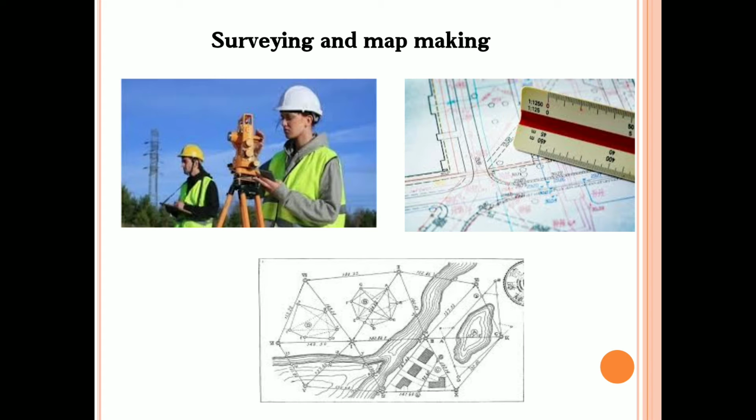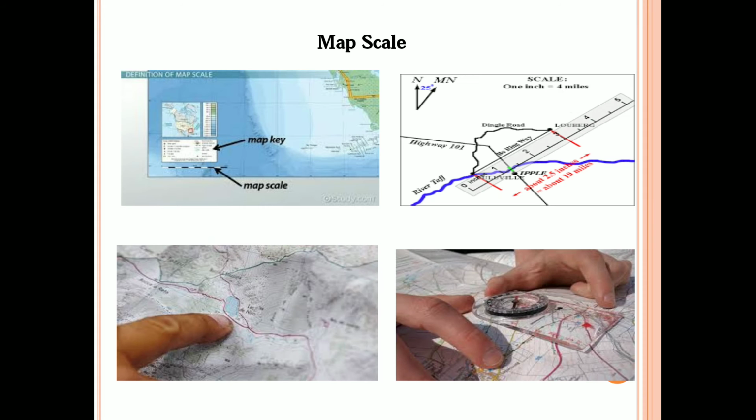After the preparation of the map, it is necessary to maintain the map scale. This facilitates map reading and helps in understanding the distance on the ground. Map scale. Map scale is an important element of map. The ratio of the map distance to the ground distance is map scale.